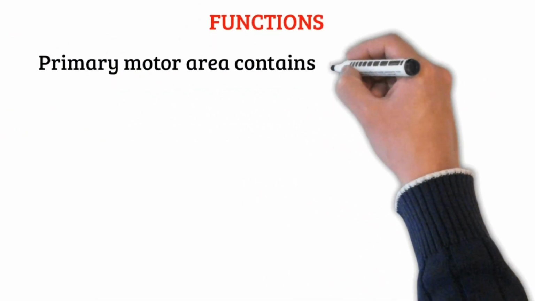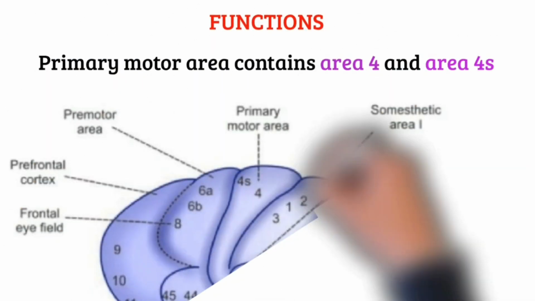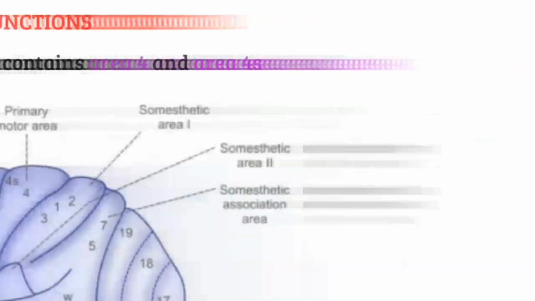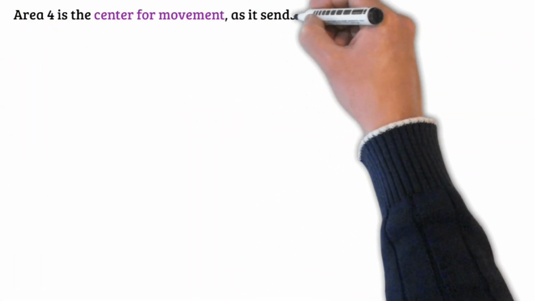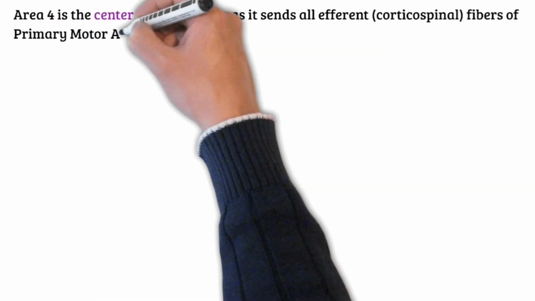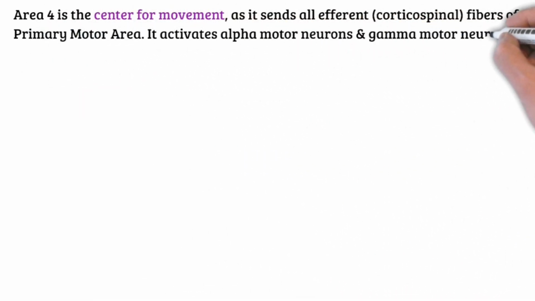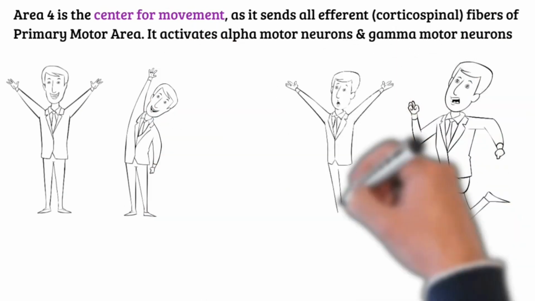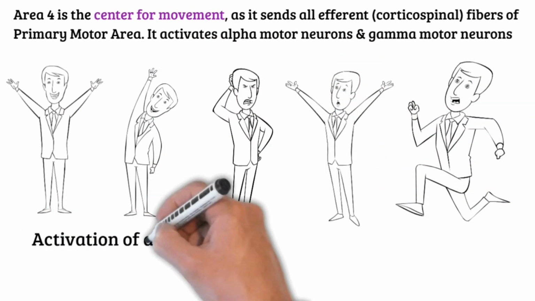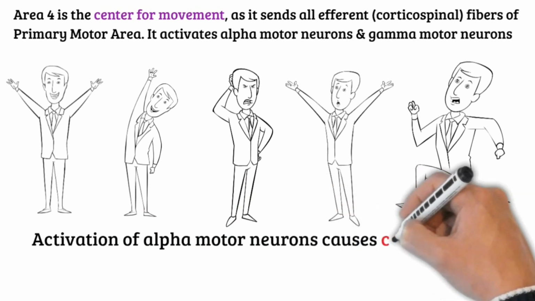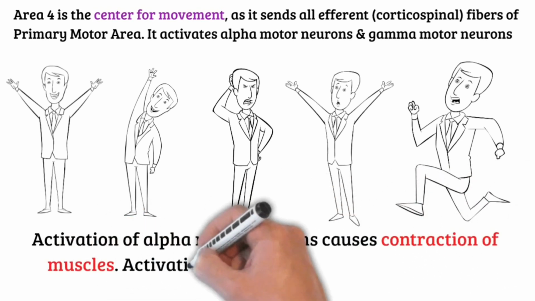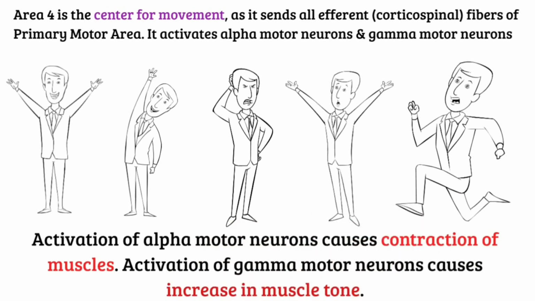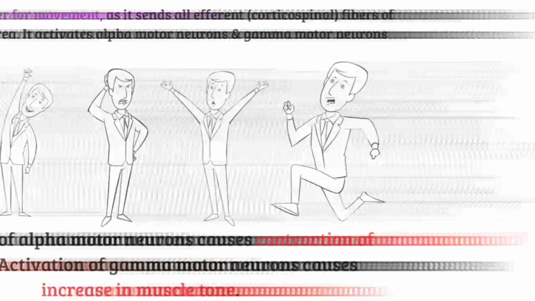Now functions. Primary motor area contains area 4 and area 4S. Area 4 is the center for movement as it sends all efferent fibers of primary motor area. It activates alpha motor neurons and gamma motor neurons. Activation of alpha motor neurons causes contraction of muscles. Activation of gamma motor neurons causes increase in muscle tone.